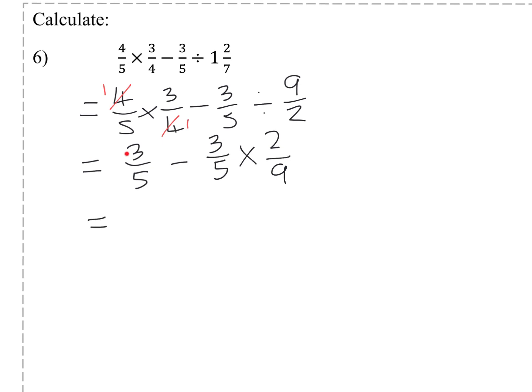So we can't do 3/5 take away anything until we work out what that calculation is there. And you'll notice a common factor of 3, so you can divide the numerator by 3 and the denominator by 3. Now when multiplying the fractions, we're doing 1 times 2, which is 2, and on the denominator, 5 times 3, which is 15.